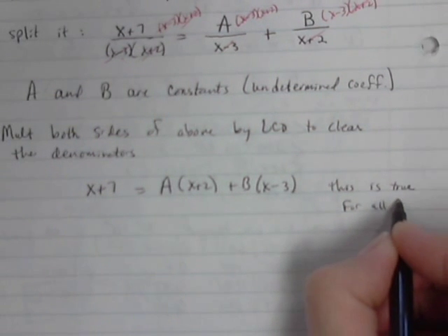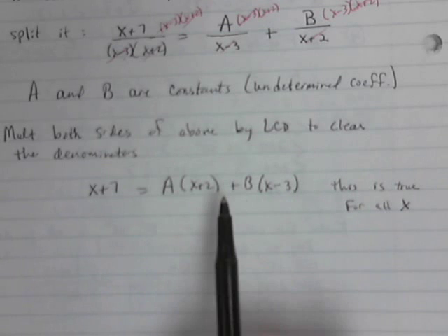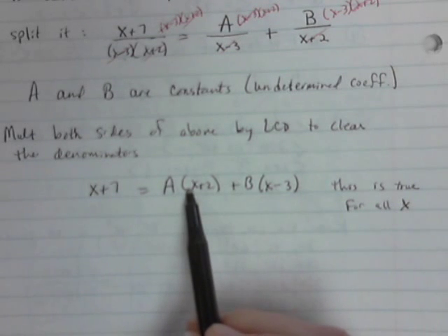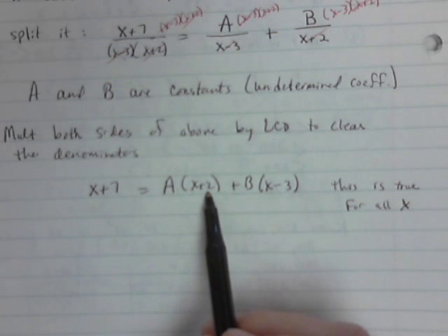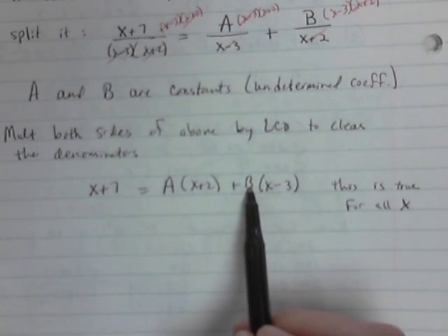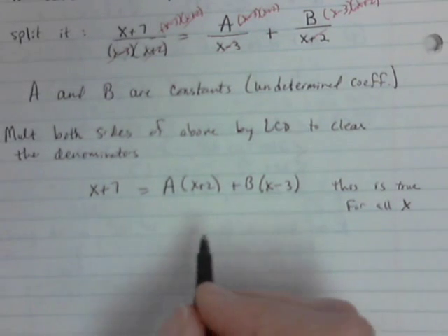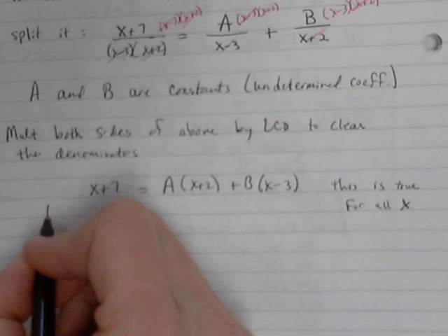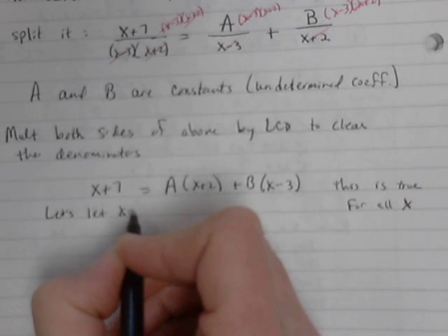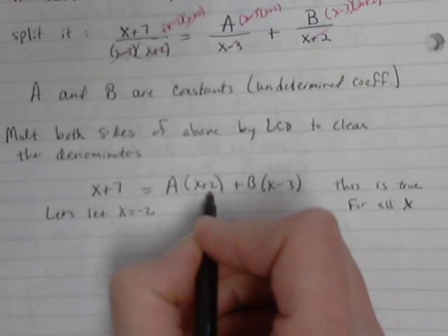So since it's true for all x, we can let x equal any number that we want. And if we're tricky about this, we can let x equal a number that will make this factor go away. When this factor goes to 0, all we'll be left with is the b part of this equation, and we can solve it for b. So watch this trick. Let's let x be equal to -2 so that this factor goes to 0.